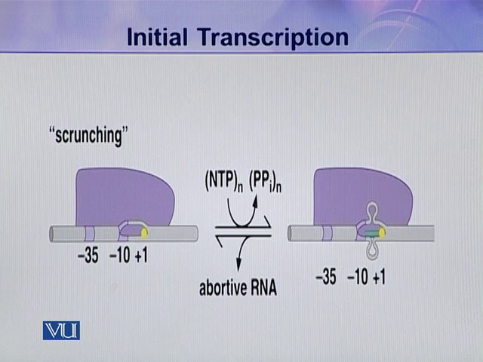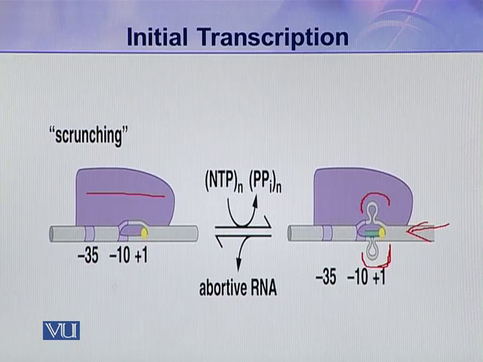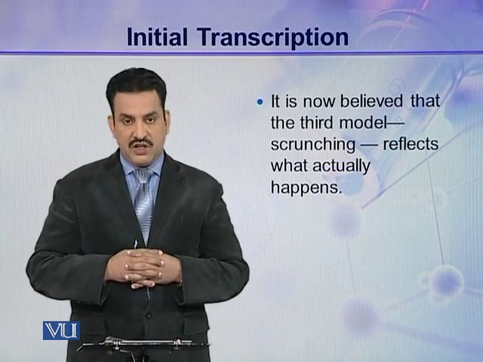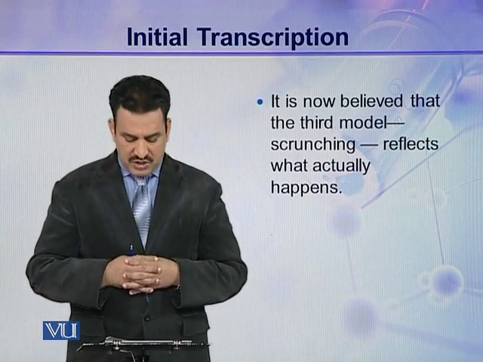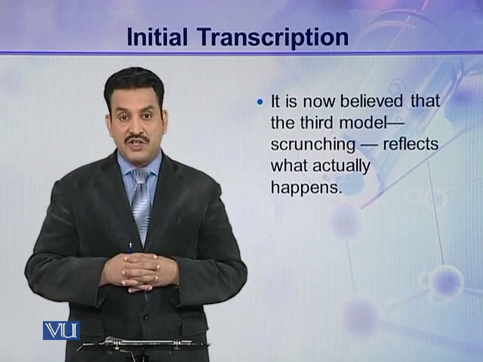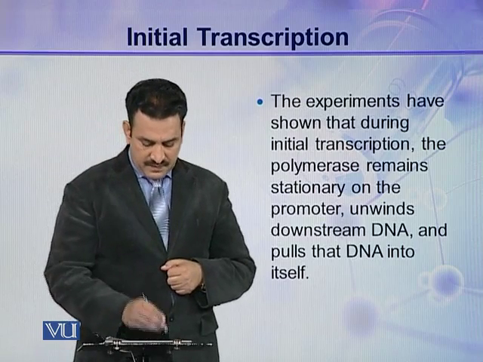So here you can see this is the whole enzyme, and the DNA is pulled into the structure, and here you can see the single-stranded bulges which are accommodated inside the enzyme. It is now believed that the third model, the scrunching model, reflects what actually happens.